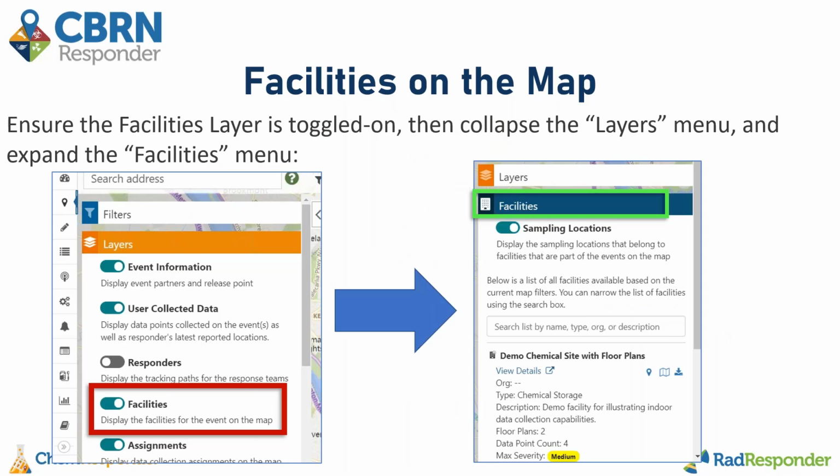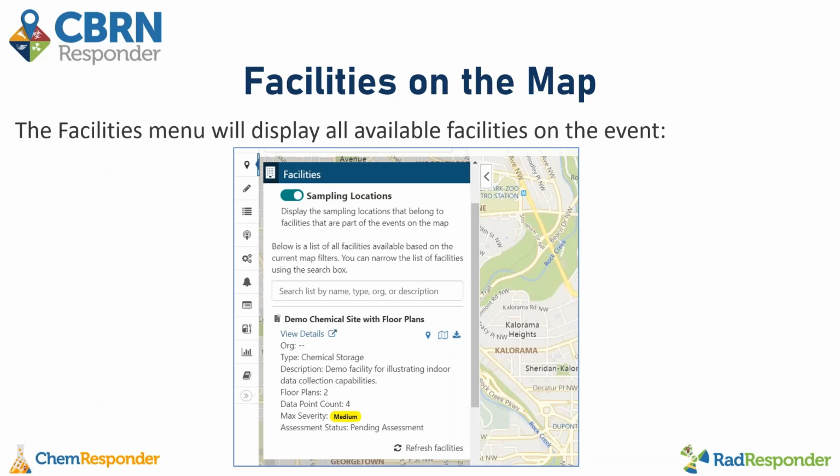From my map, I need to ensure that my facilities layer is toggled on under that orange layers menu, which you can see on the left-hand side. And then I'm going to collapse the layers menu by clicking on it and expand the facilities menu, which you can see outlined in green. And the facilities menu will display all of the available facilities on my event. So I can see that the current event that I am in only has one facility available, which is the demo chemical site with floor plans.